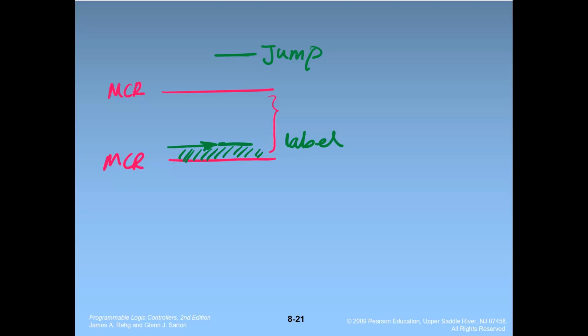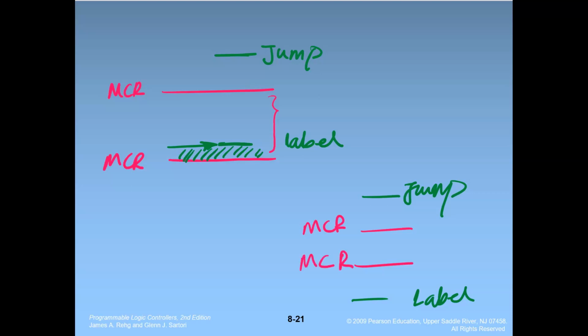So remember that you should not jump into an MCR, but you can have a pair of MCRs between your jump and label. So if your jump is here and your label is here, it is absolutely okay to use an MCR in the middle like this. This is something that the program is okay with, but this is a wrong situation.